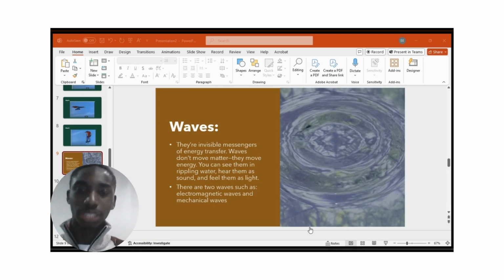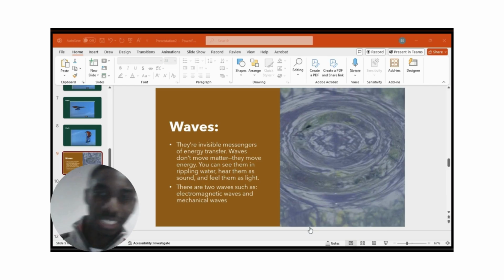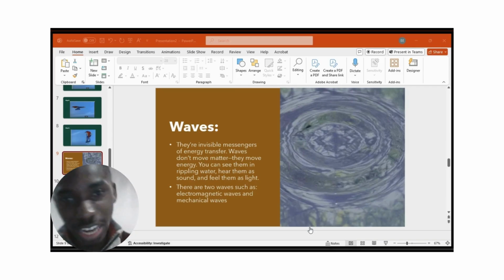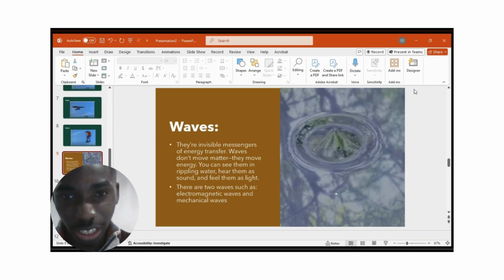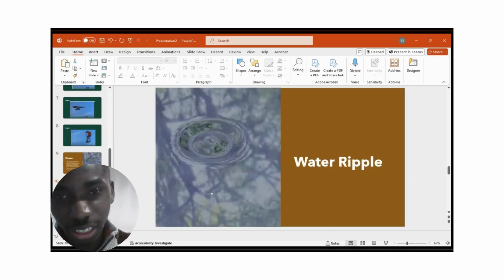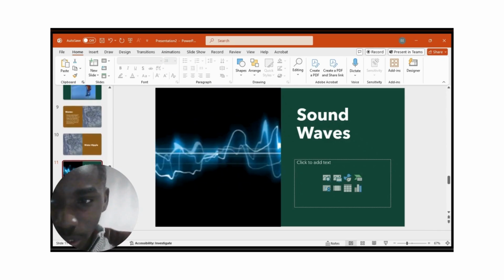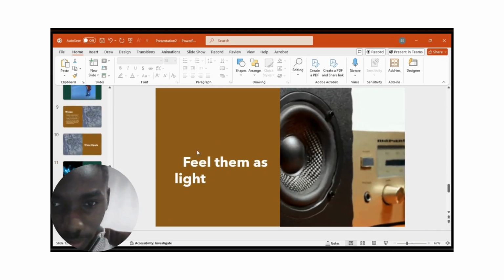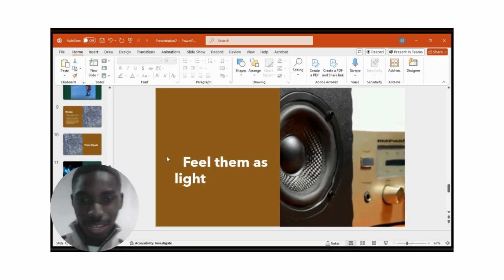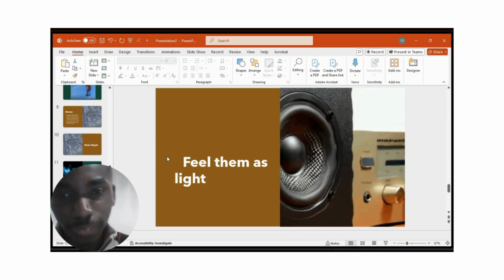So for example, mechanical waves are kind of like water drops and sound waves. And in fact, I even have those examples here right now. You can see the water ripple, and we have the sound waves, and we also have the vibration. As I said before, the example of electromagnetic wave is vibration, and the examples of the mechanical wave are the sound wave and the water ripple.